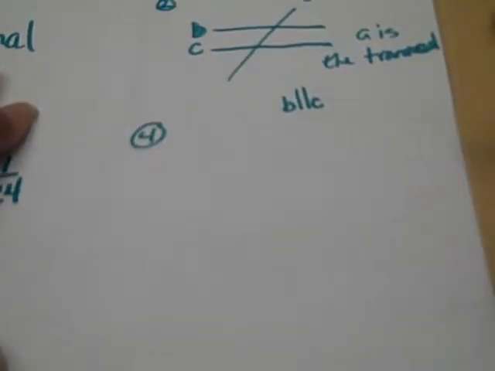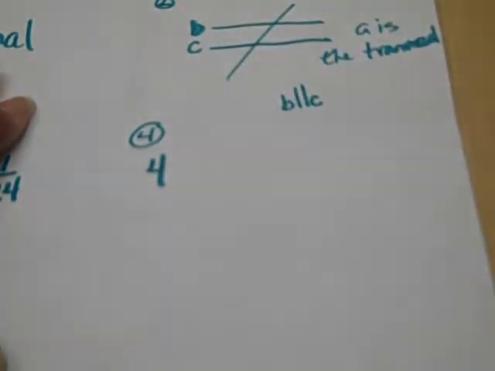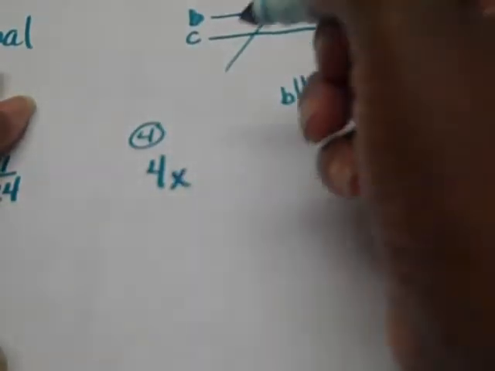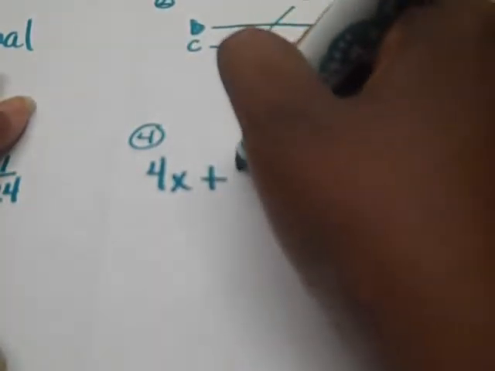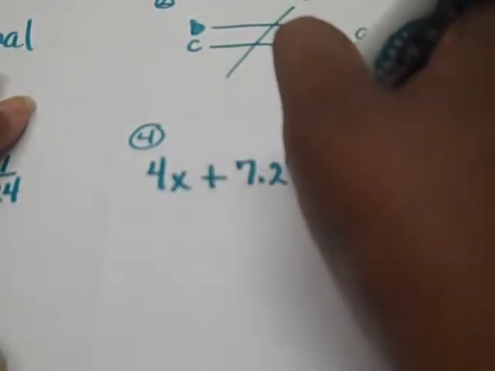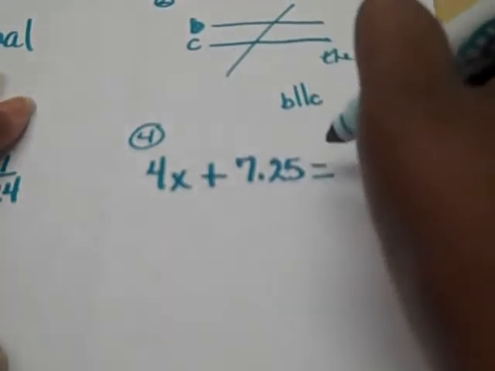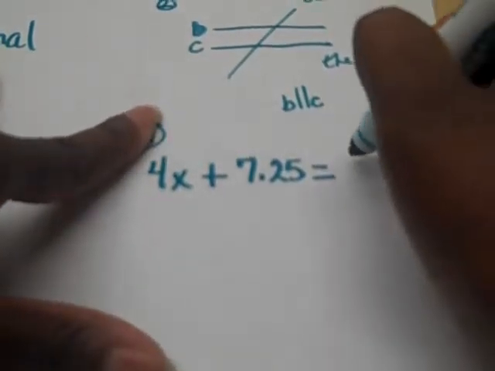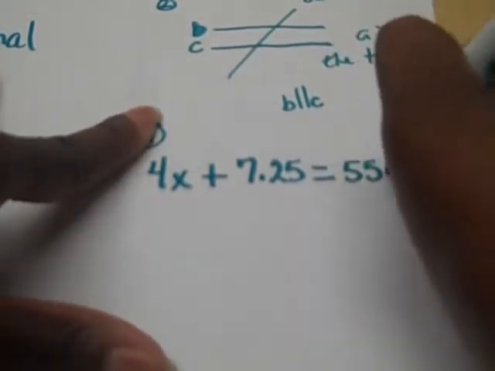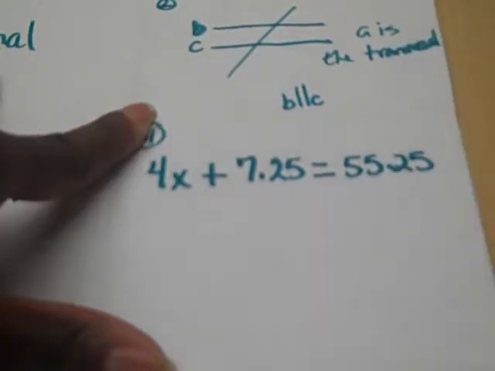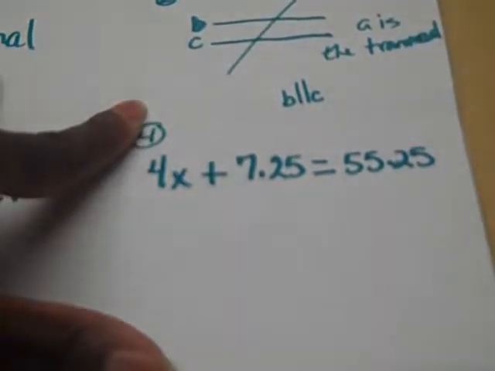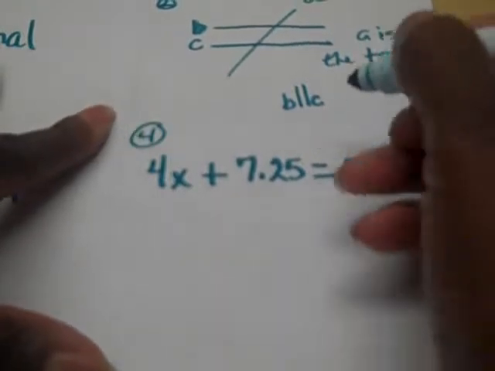So let's write what we know. We know there are 4 books. We do not know the price of each book. That is our unknown. So we will identify that as X. And we do know there was a shipping cost, so we need to add $7.25. And we know the total cost. All of that equaled $55.25.